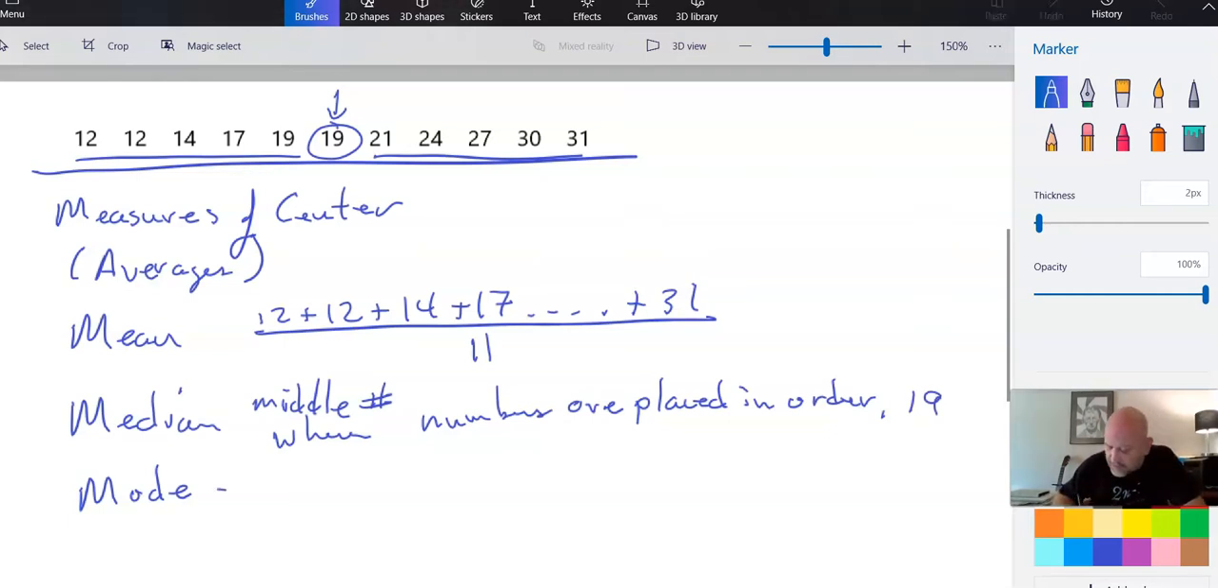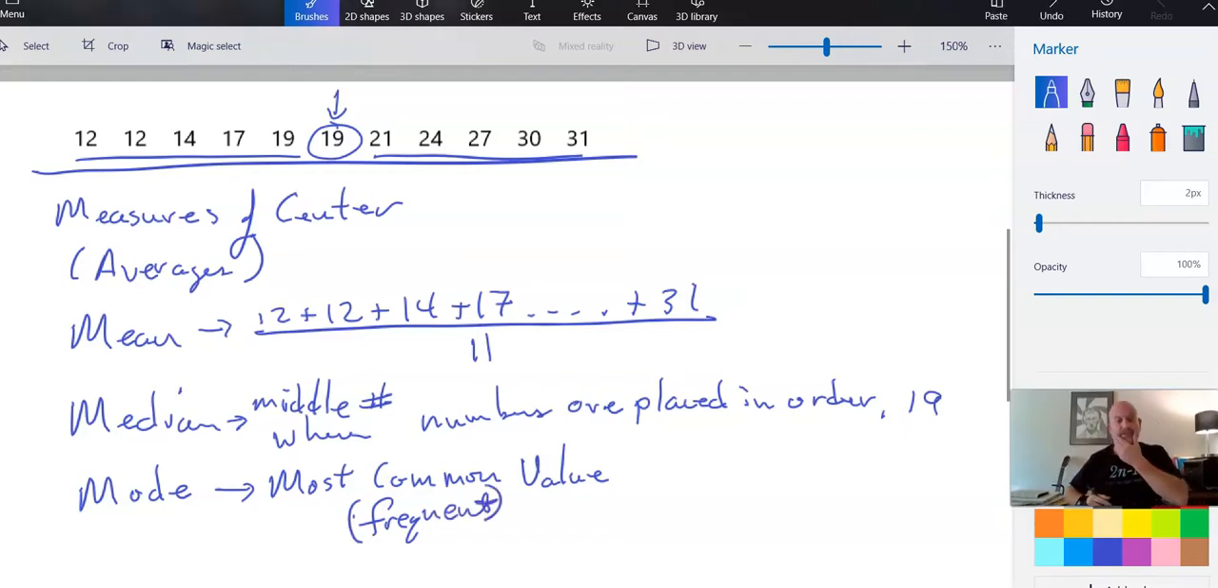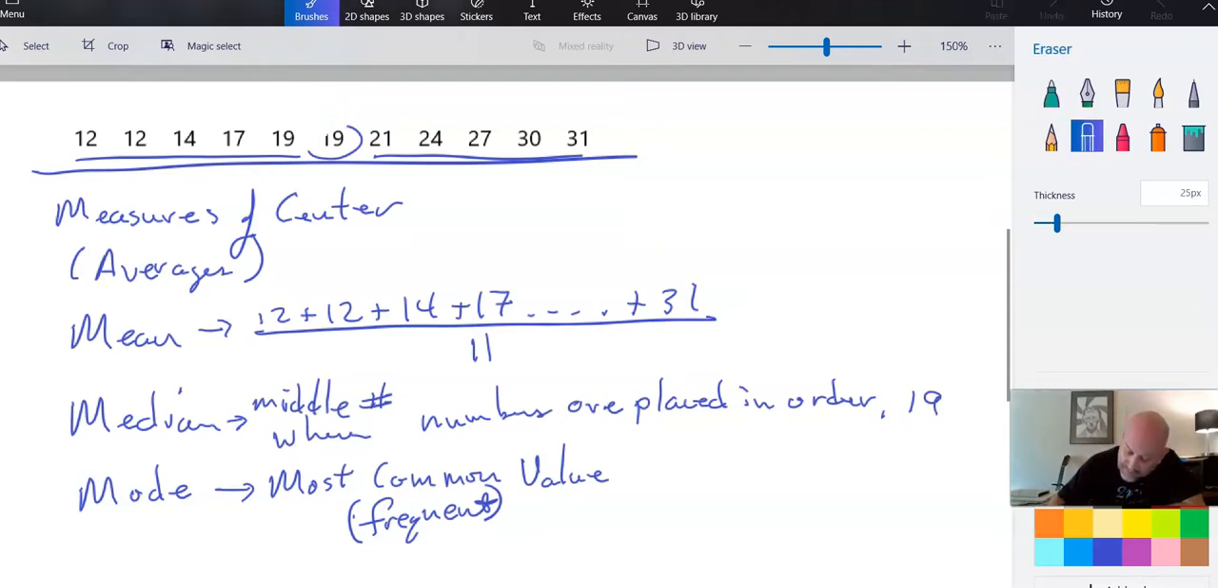Now, then there is the mode. The mode is the most common value. Sometimes you'll hear most frequent value, because you're thinking about frequency tables and things like that. It's the one with the highest frequency. So it's the most frequent value. Looking up here, let's see if I can do this without erasing the numbers. Almost. Let me put that 19 back in. There we go.